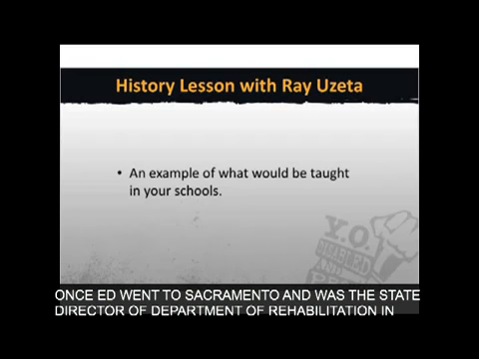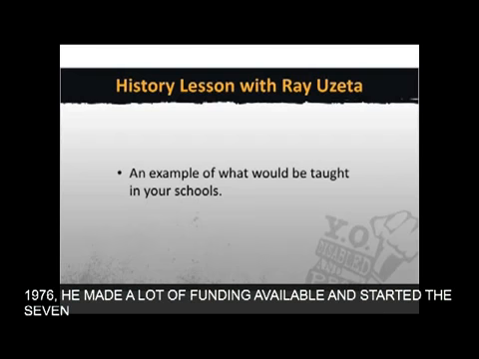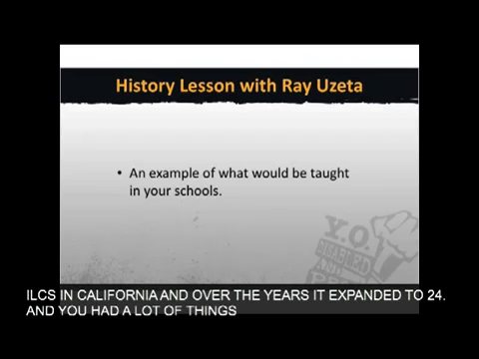And then once Ed went to Sacramento and became state director of rehab in 1976, he made a lot of funding available, which started the original 7 ILCs in California. And over the years, it expanded to 24.